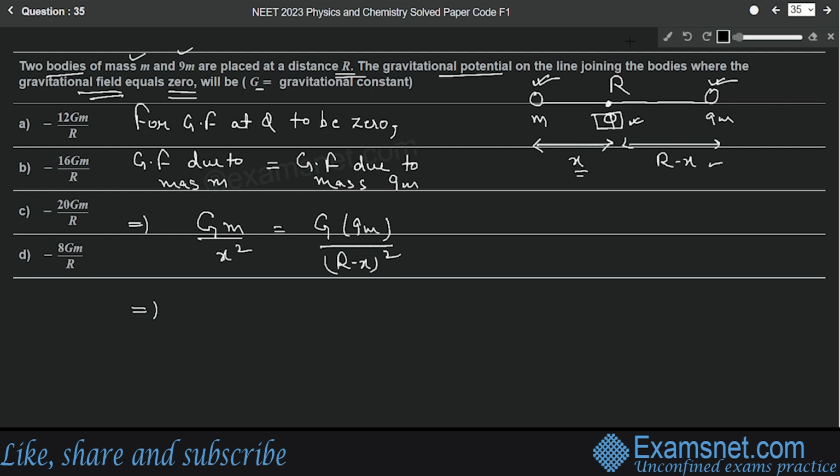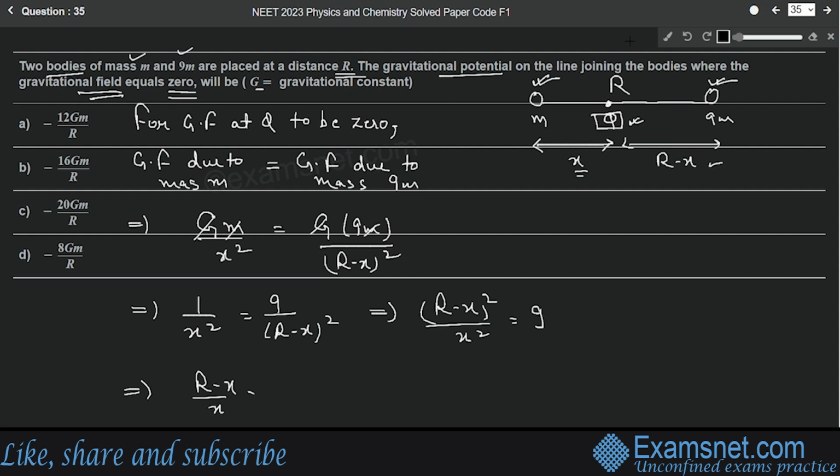Now let's solve them. M is on both sides, G is on both sides, so these will be cancelled. What is left here? 1 by x square equals 9 by (r minus x) square. So from here we can write (r minus x) square by x square equals 9. If we take the roots on both sides, it will be (r minus x) by x equals 3, right? We have found the root. So from here we can say that r is equal to 3x plus x, that is 4x.